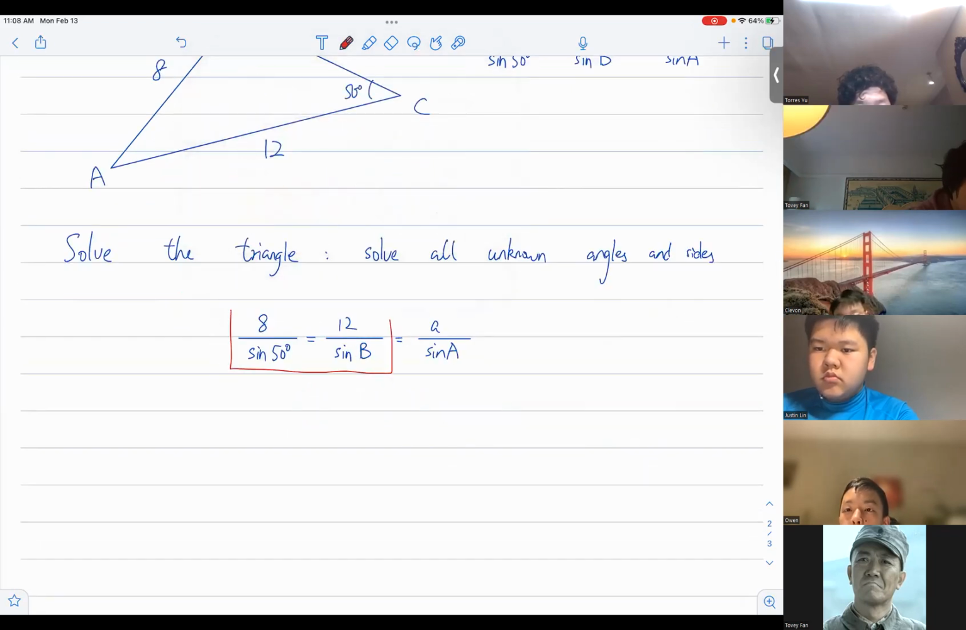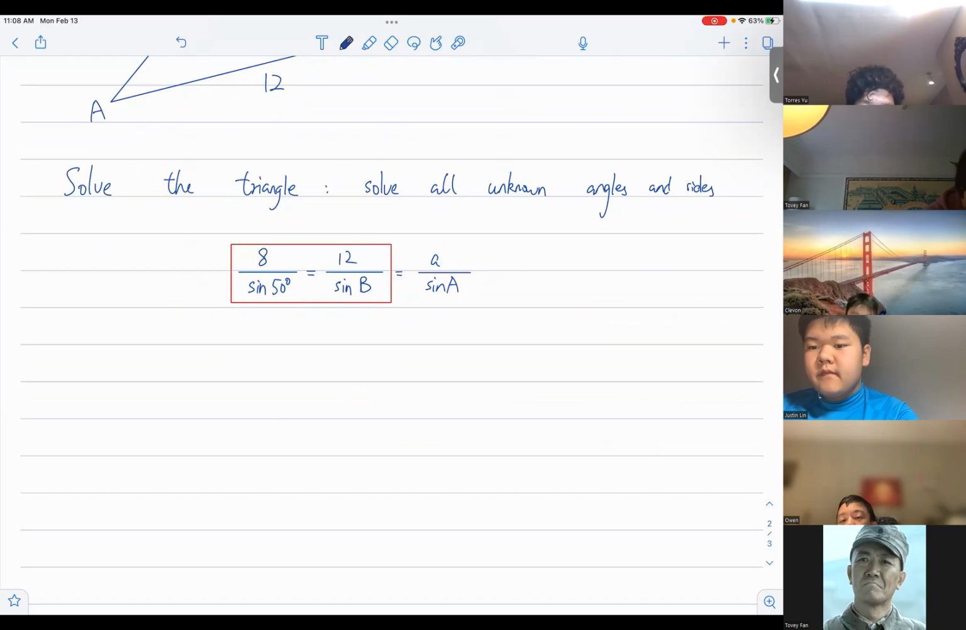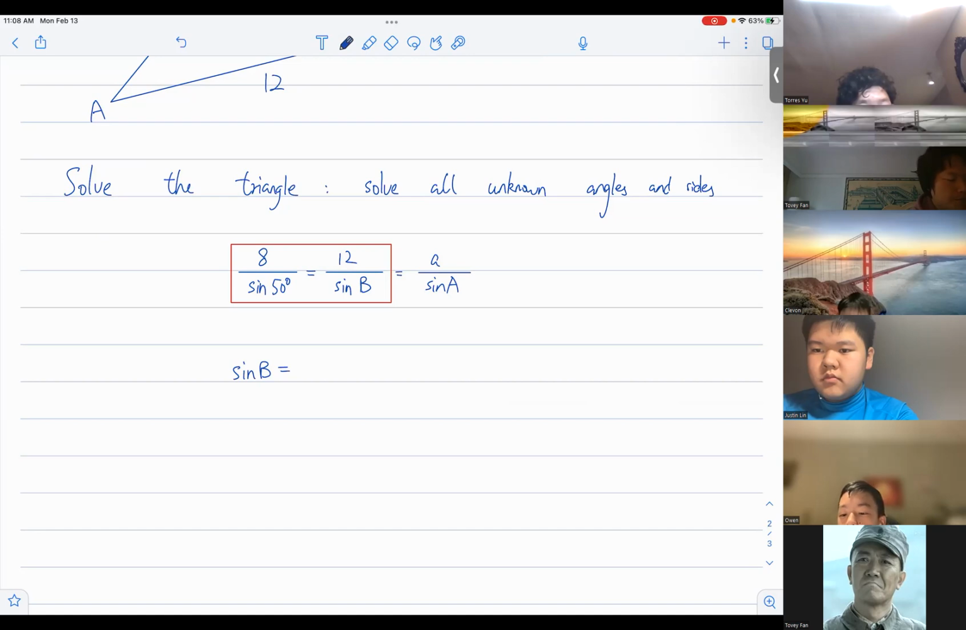Okay, so we're gonna first solve this part. Very good, Owen. And then if we solve this part, how do we solve it? You get the 8 over sine 50 degrees first. Sine B equals, it's like 10.4 or something. You already, give me an equation first. Sine B equals, okay. Sine B equals, so, sine 50 degrees.